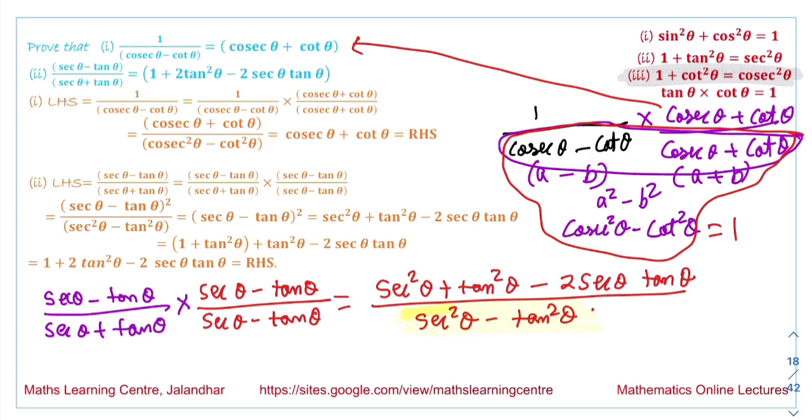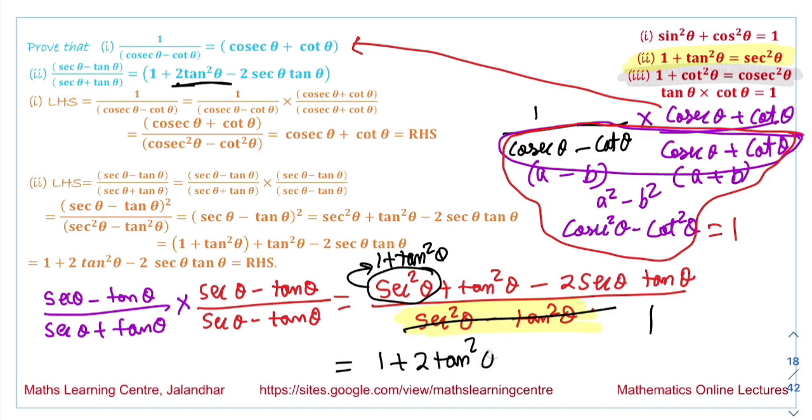Now what is the value of secant square theta minus tan square theta? Look at the second identity over here. This denominator value will be equal to 1. Now the answer we want is in terms of tan square. So in place of secant square theta, we are writing 1 plus tan square theta. So the final answer we will get is 1 plus 2 tan square theta minus 2 secant theta tan theta.